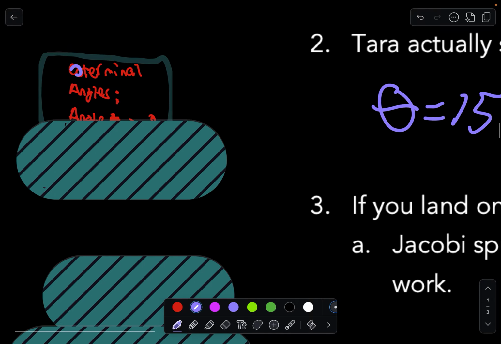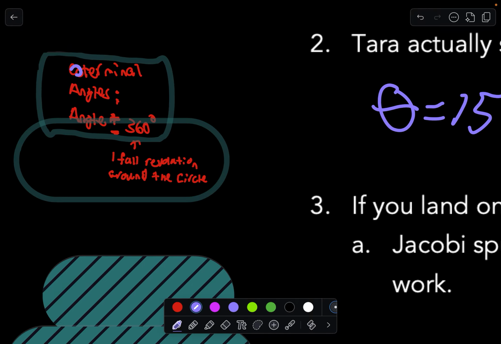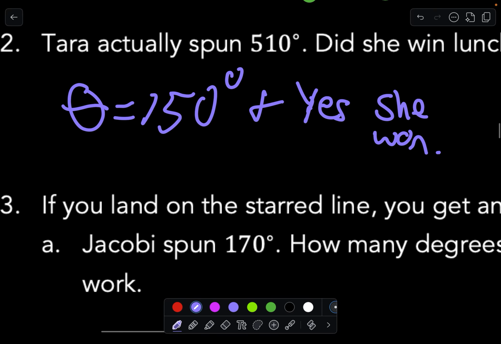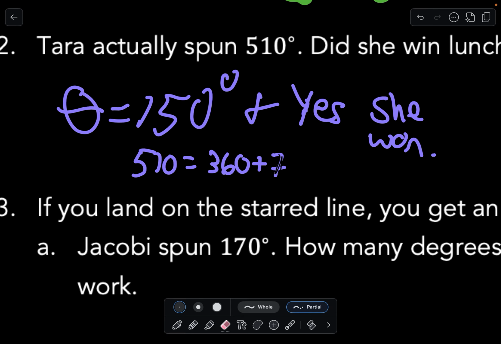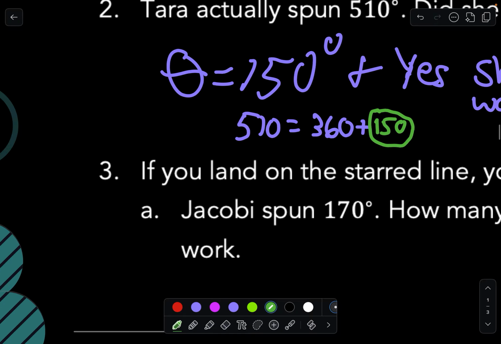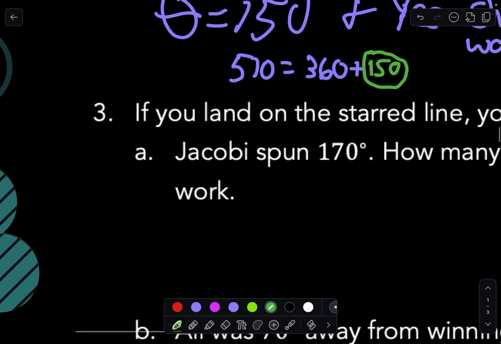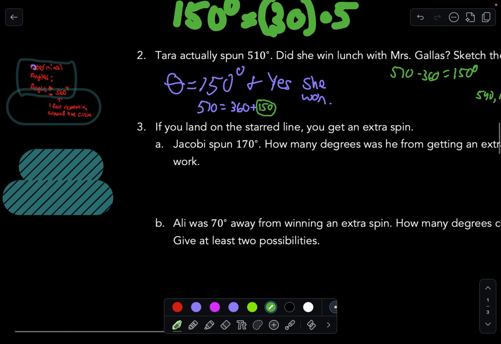Anyway, coterminal angles are angles that are the original angle plus or minus 360. So 510 equals 360 plus the original 150. Because that's 150 degrees. So 360 plus 150 is 510, and 150 is the angle we needed. So it's a coterminal angle. 510 and 150 are coterminal. If you land on the start line, you get an extra spin.